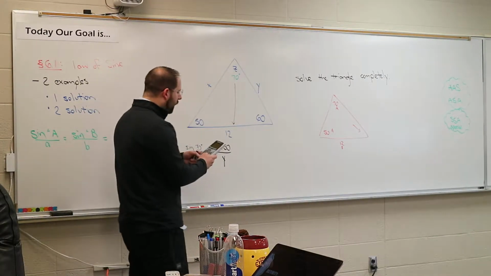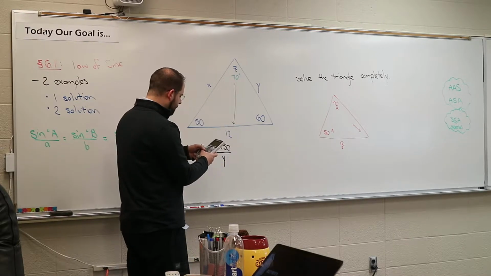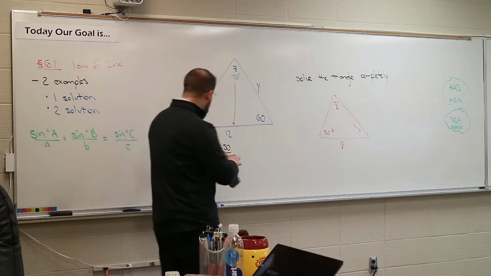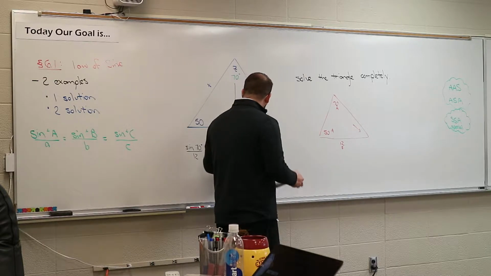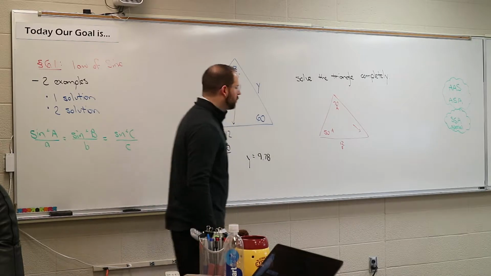So 12 times the sine of 50. And then you're going to divide by the sine of 70. And I get, my y would have to be 9.78. I'll go 2 decimal places for right now just to make sure it's kind of accurate.